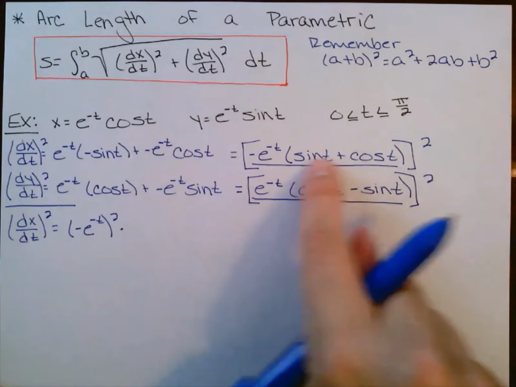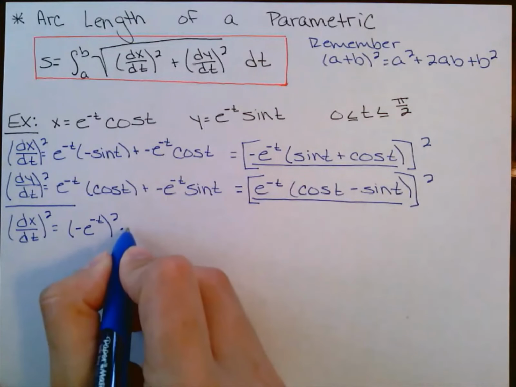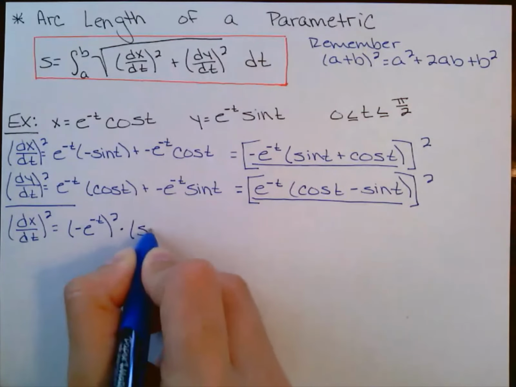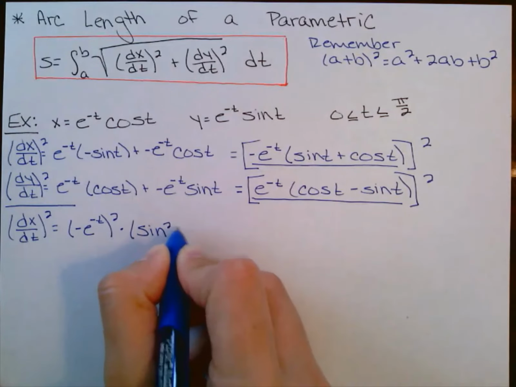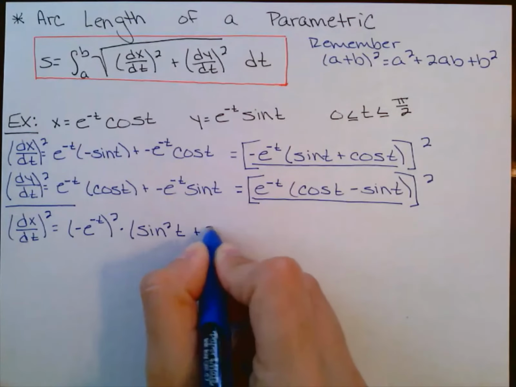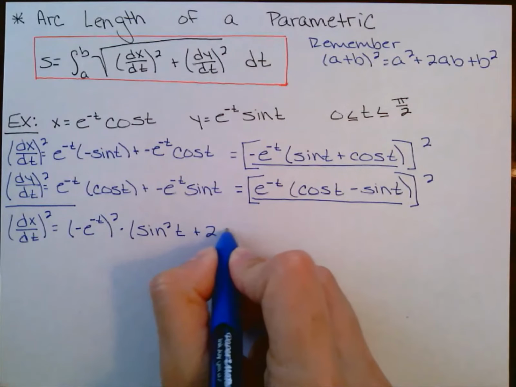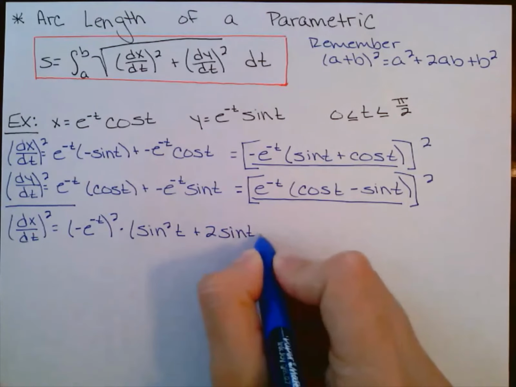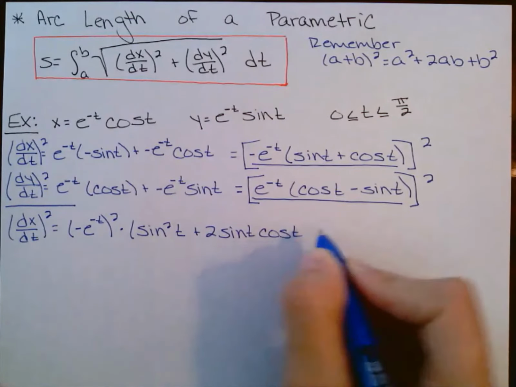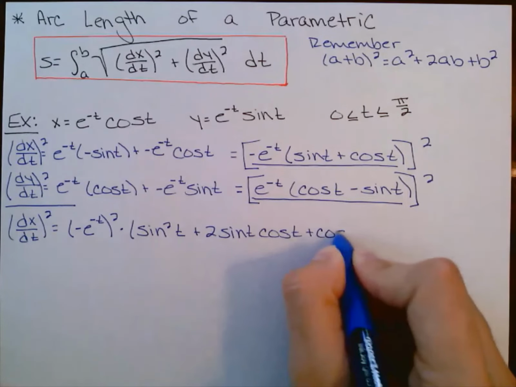So if I want to do all of this squared, I can say sine squared plus double multiplying both and then plus cosine squared.